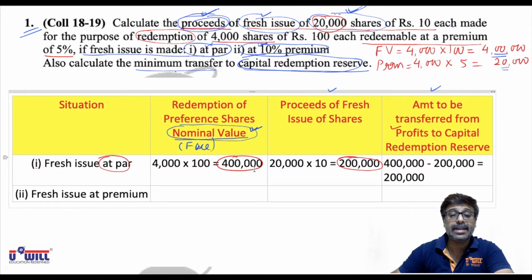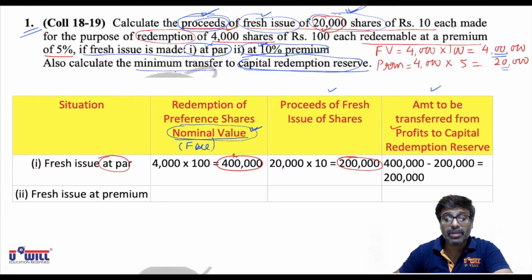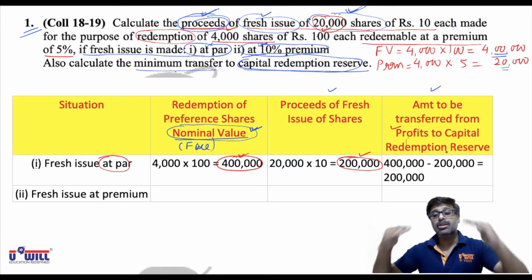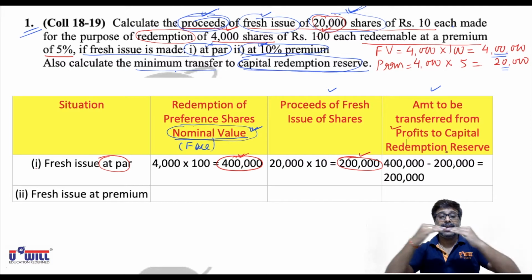So once again, 4,000 into 100, 4 lakhs is the nominal value. Whenever you apply conditions 2 and 3, remember, take only the nominal value of the shares. So 4,000 into 100, 4 lakhs is the preference shares to be redeemed. Out of that, what proceeds will be available from fresh issue of shares? 20,000 into 10, 2 lakhs. And out of 4 lakhs, 2 lakhs from fresh issue. So the remaining 2 lakhs we will transfer from profits to capital redemption reserve, so that the total capital remains intact.